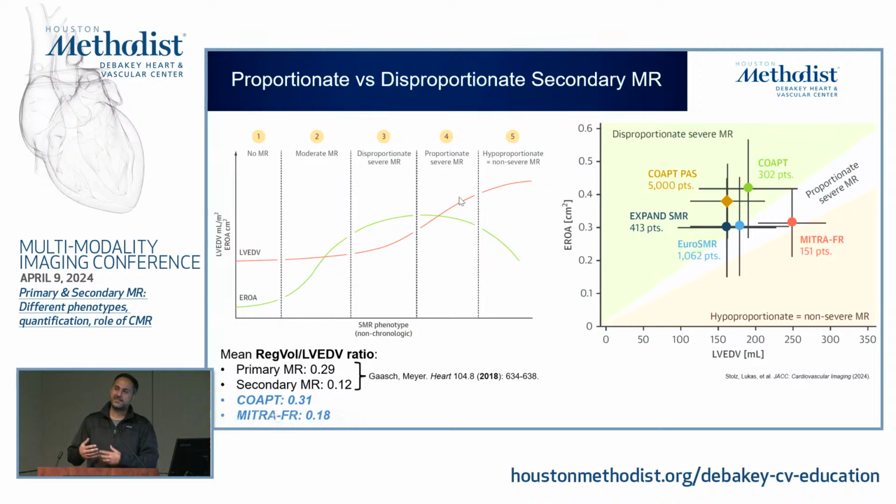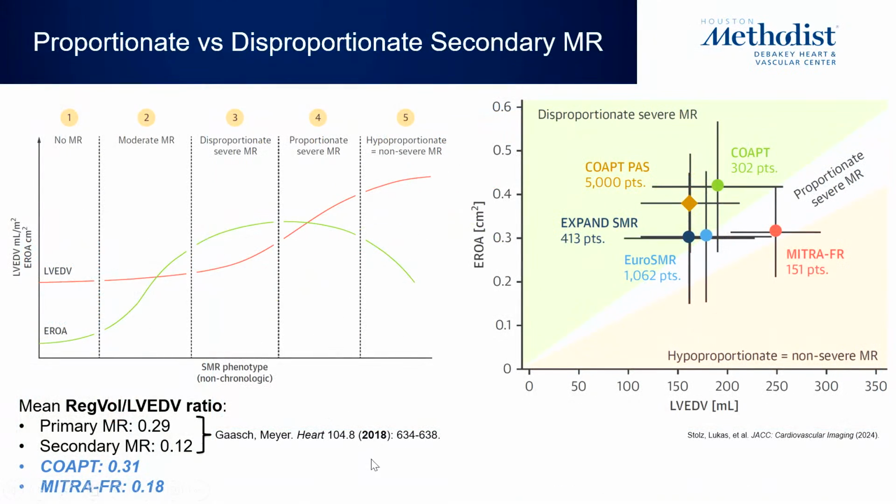So how do you reflect that in terms of measurements? In echo, you can do a ratio of EROA over LV-EDV. And Dr. Faza showed a table, if you notice, of both groups, where the EROA was higher in COAPT, the LV-EDV was lower. And on the flip side, in MITRA-FR, the EROA was lower, EDV was higher, meaning the ratio was significantly higher.